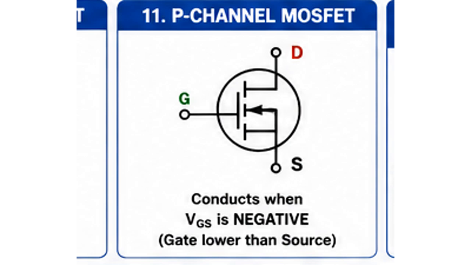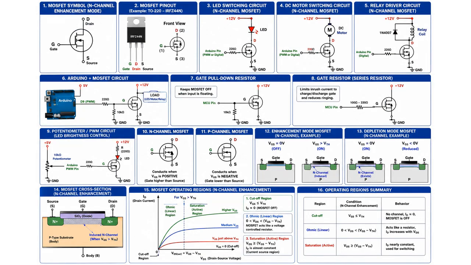In summary, a MOSFET is a voltage-controlled device with 3 terminals: gate, drain, and source. The 4 main types are N-channel enhancement, N-channel depletion, P-channel enhancement, and P-channel depletion. They are used for switching, power control, PWM, motor drives, and many other applications. Once you understand the meaning of VGS, the formation of the channel, the 3 operating regions, and the practical details of gate drive and heat management, you have the foundation needed to design and troubleshoot real MOSFET circuits.